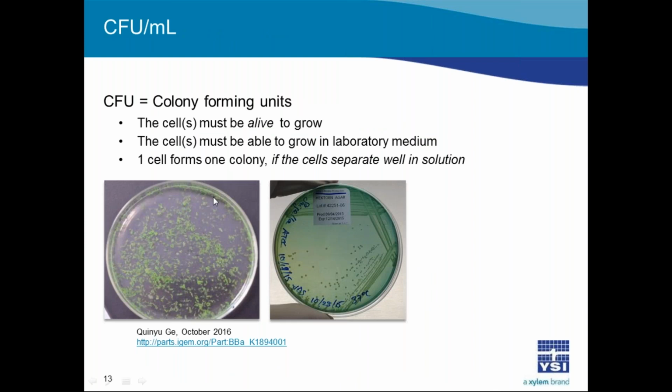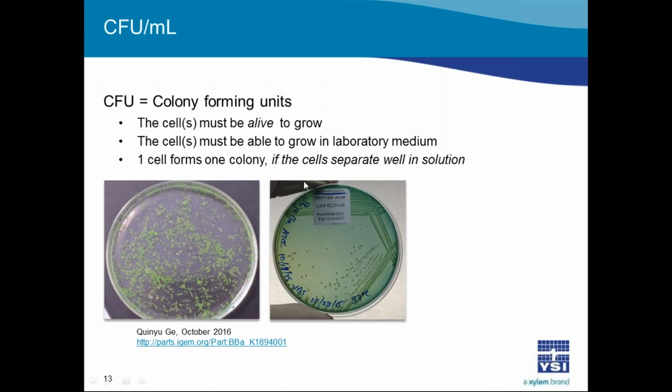This is classical microbiology, and colony forming units are a very standard unit of measure for bacteria, including a lot of cyanobacteria. But some inherent assumptions in that are that the cells you're plating have to be alive, which of course isn't always going to be the case in an environmental sample. And here's a big one, they have to be able to grow in laboratory medium. It actually ends up that less than 1% of microbes in the environment are even able to do that. And one cell forms one colony if you get good separation when you spread them onto the plate. Some cells kind of clump up together.